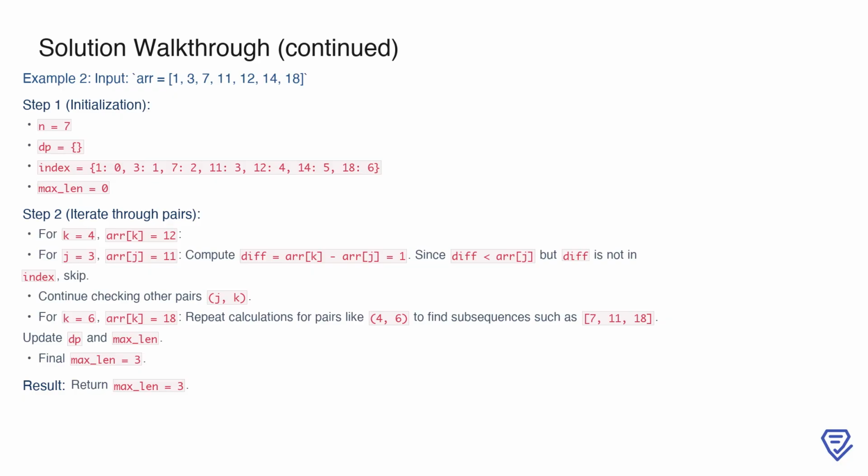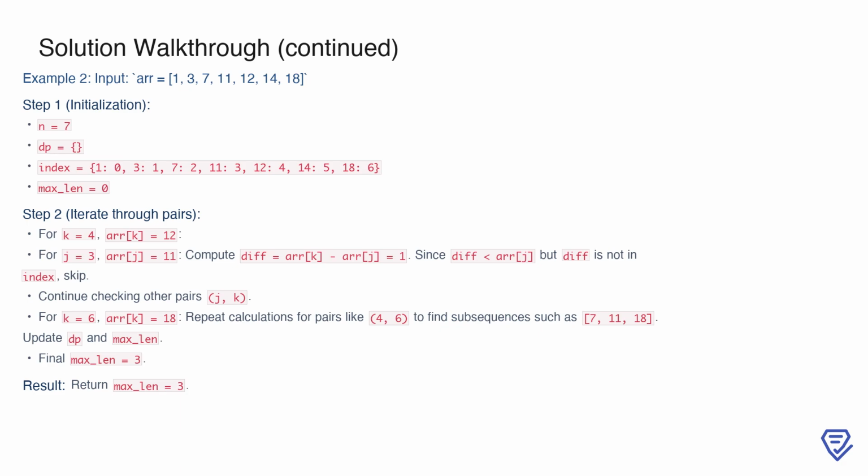Let's move to another example where the input array is 1, 3, 7, 11, 12, 14, 18. The initialization process remains the same. We set n to 7, create an empty dp dictionary, and map each value in the array to its index. This gives us index equals 1: 0, 3: 1, 7: 2, 11: 3, 12: 4, 14: 5, 18: 6, and we initialize max_len to 0.